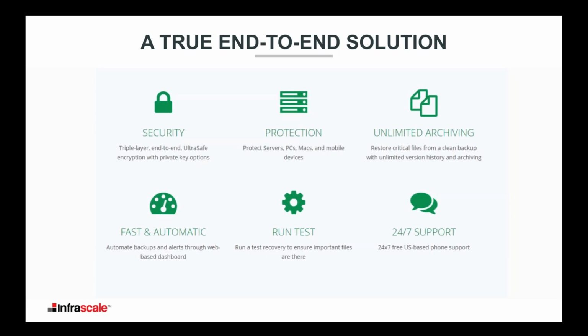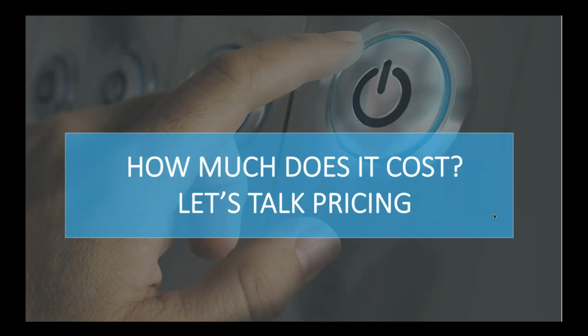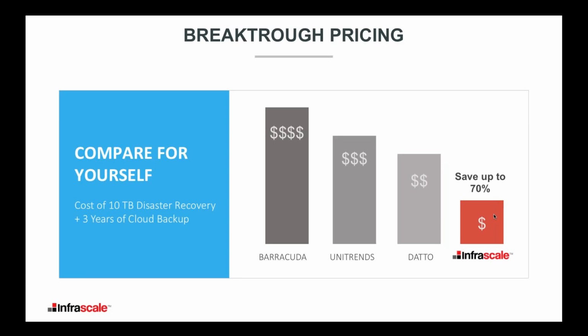Well, Infrascale delivers on-demand cloud backup DR as a service, or DRaaS, for the price of backup. So here's a quick comparison, where pricing with Infrascale lets you save up to 70% in comparison to others. It's all based on the amount of data that you have to protect. So it's simply based on how many gigs or terabytes of data, right? So this is the cost of 10 terabytes of disaster recovery plus 3 years of cloud backup, an apples-to-apples comparison with Barracuda, Unitrends, Datto, and Infrascale.